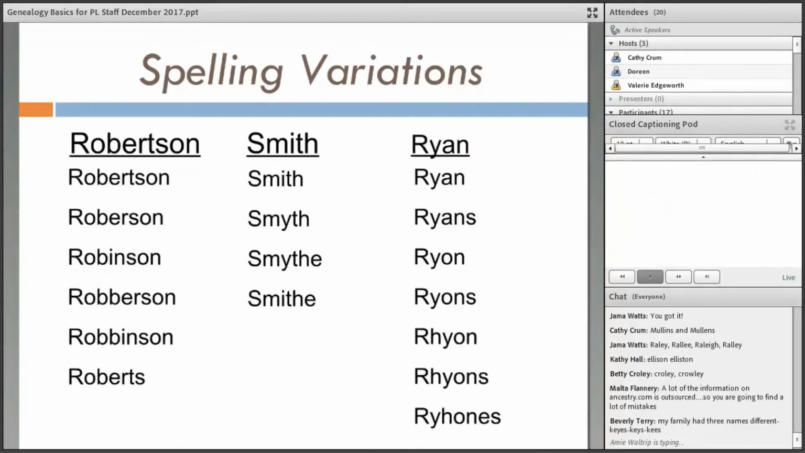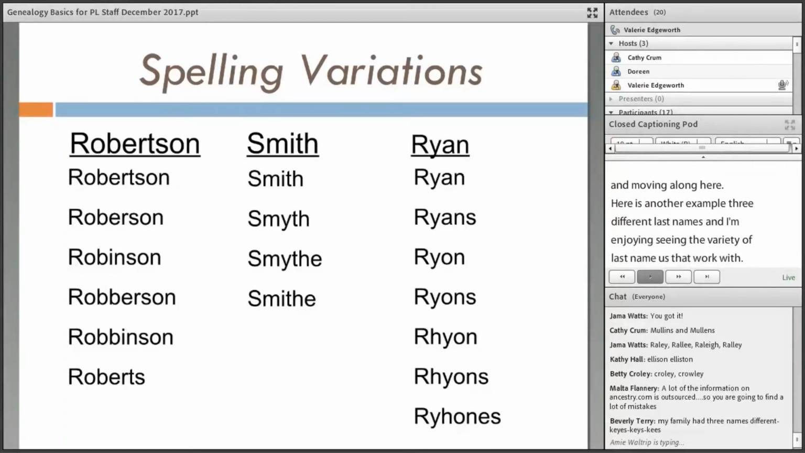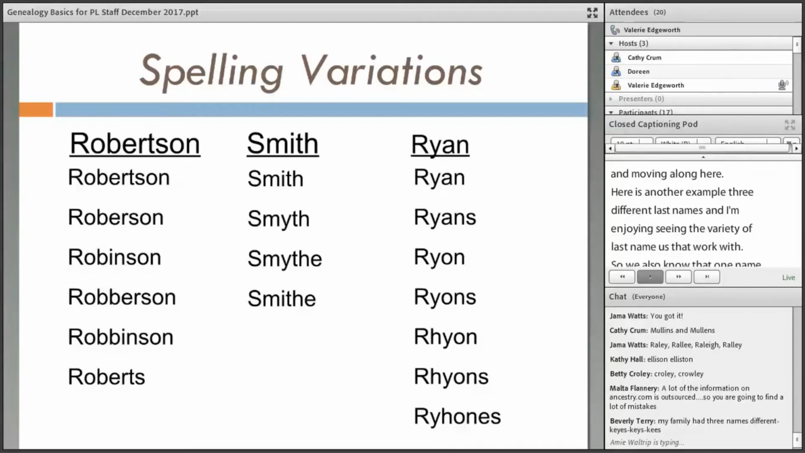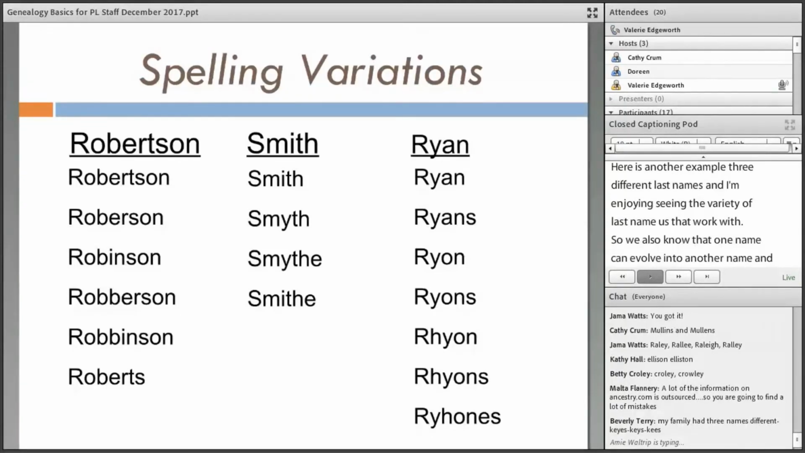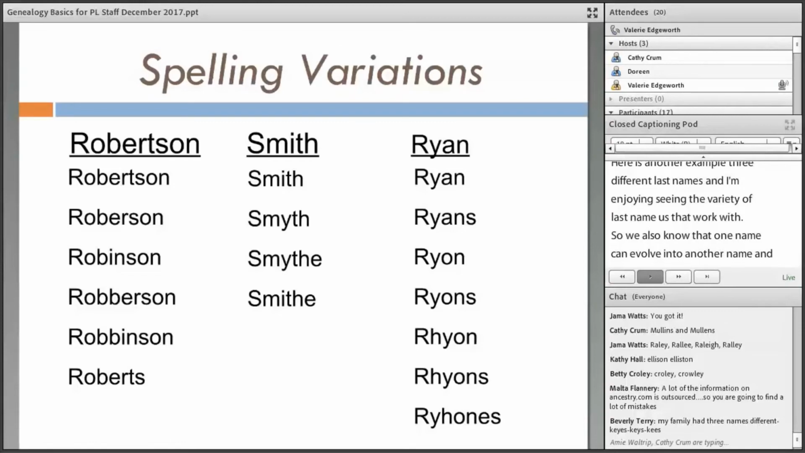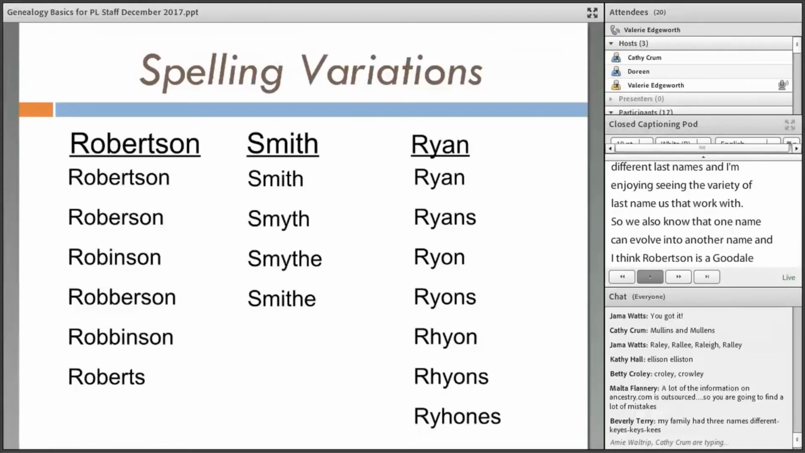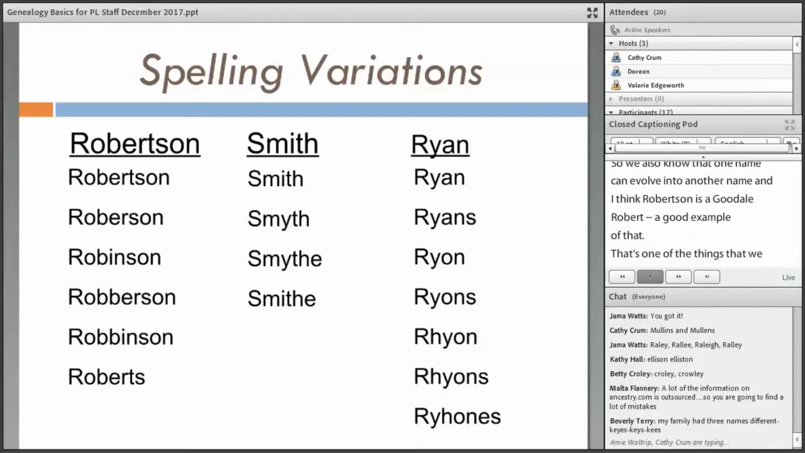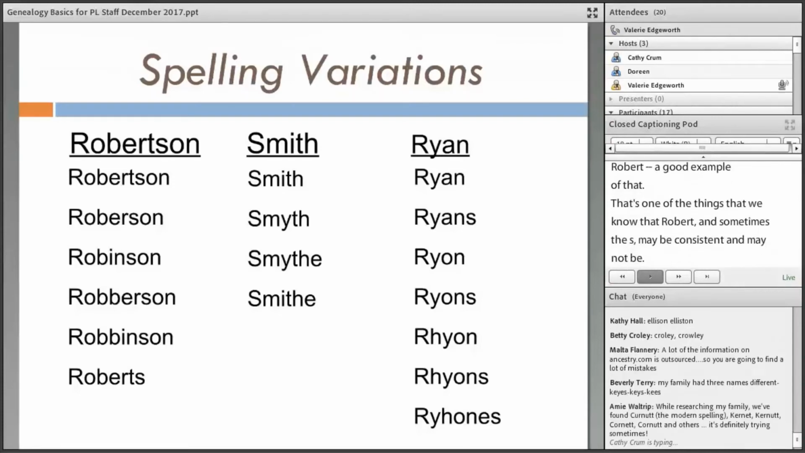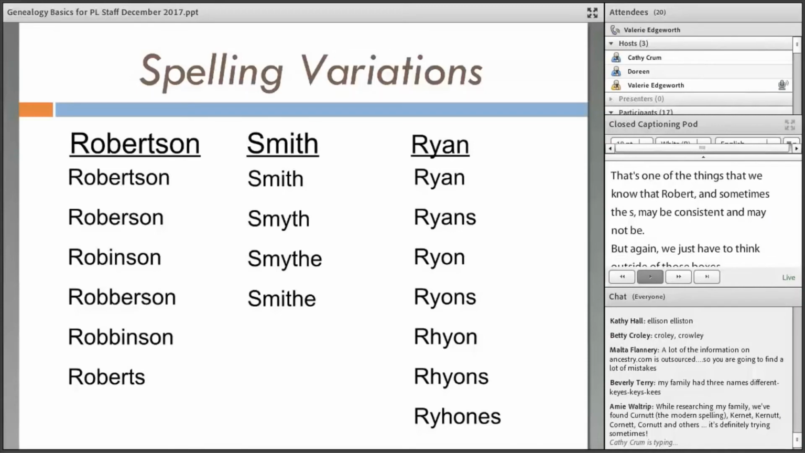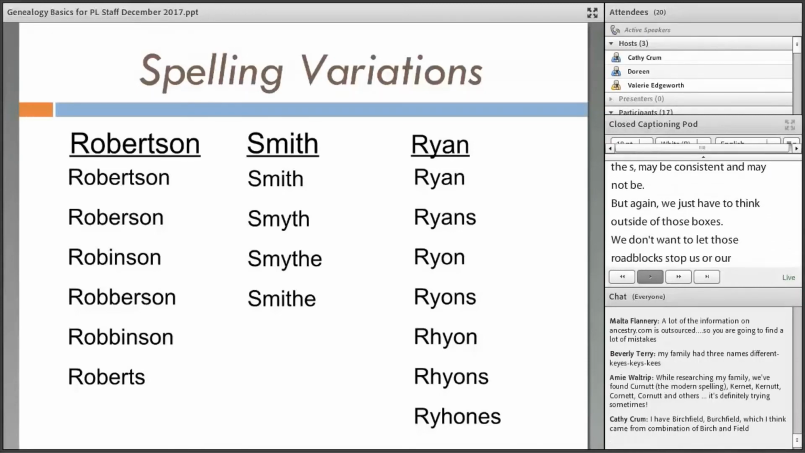Okay, moving along here. Here's another example with 3 different last names. I'm really enjoying seeing your varieties of names that you've worked with. That's wonderful. We also know that one name could evolve into another name, and I think Robertson is a very good example of that. You've got your Robertson, Robertson, Robinson, and then eventually it turns into Roberts down there. Sometimes the S may be consistent, it may not be. But we just have to think outside those boxes. We don't want to let those roadblocks stop us or our researchers from continuing their research.